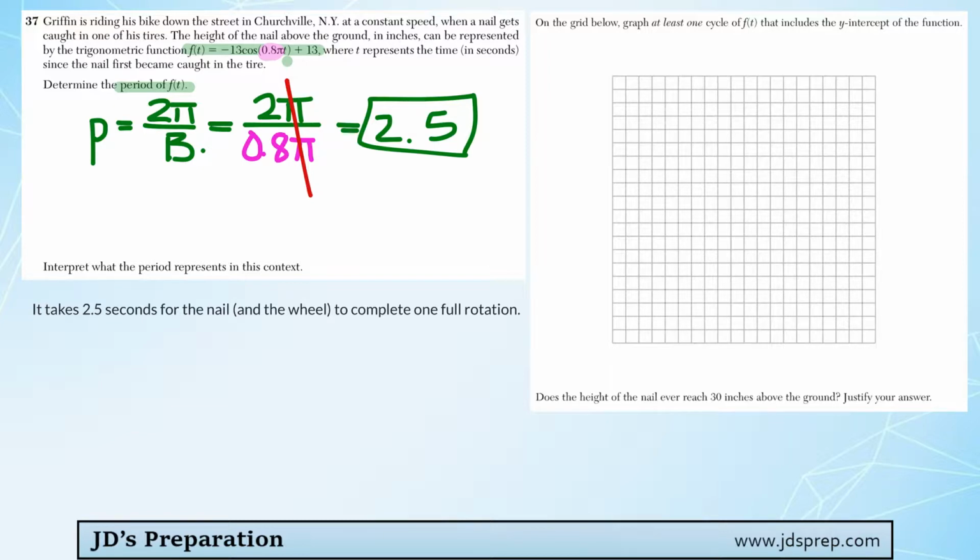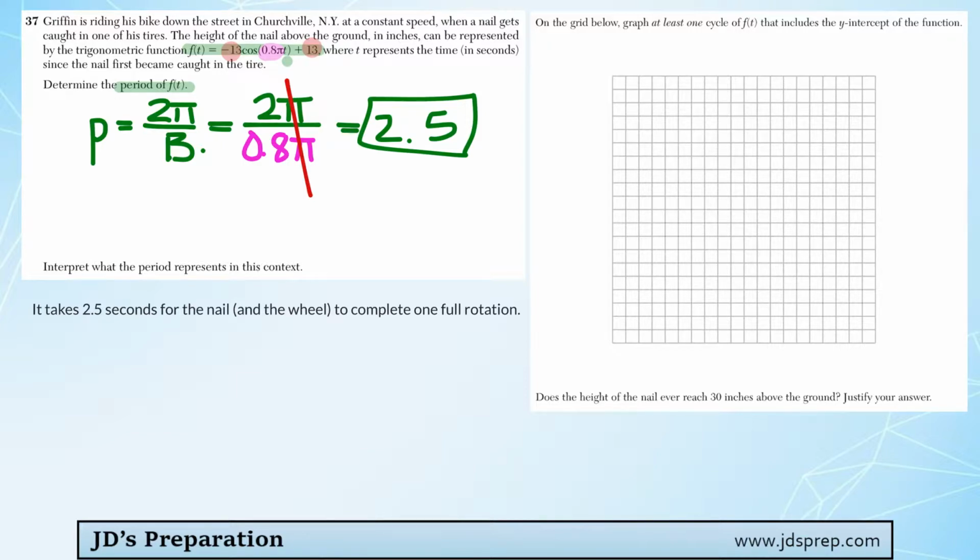Now for the next part of the question, we're being asked to graph at least one cycle of the function that includes the y-intercept. Now the y-intercept is probably the easiest part of graphing it because it's at 0, 0. When time is 0, the nail is on the ground. But another little hint we can do to help us is taking a look at the function. Our d value, the vertical displacement or midline, is at positive 13. So we know our midline is going to be along the line y equals 13. And we also notice our a value is negative 13. But to help us find the amplitude, we would take the absolute value of that, which would be positive 13.